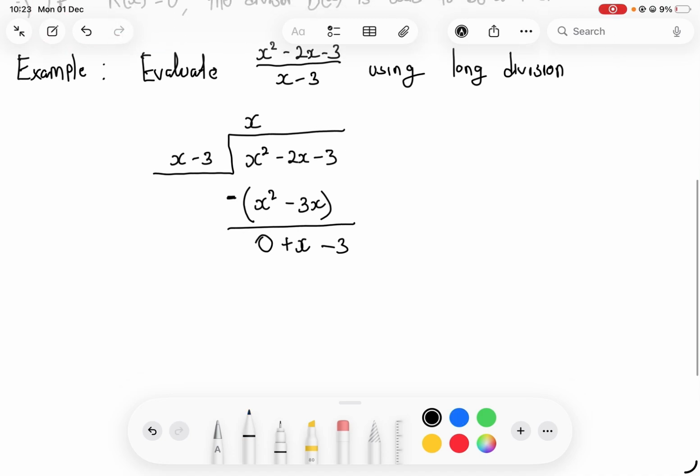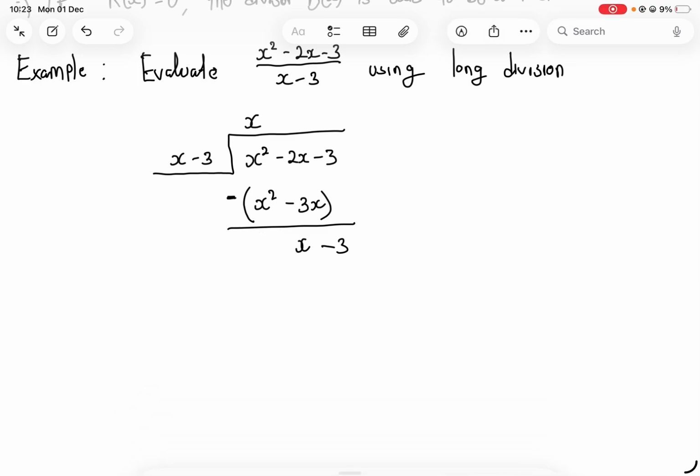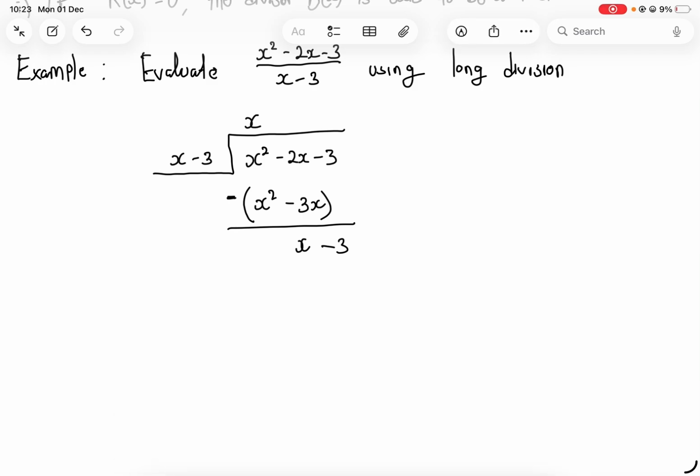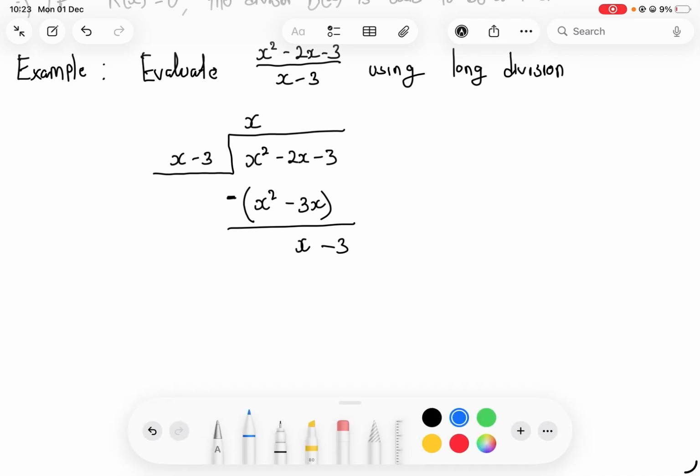Okay, then I can just cancel out the 0 because 0 doesn't make any changes. It has no significance. So I have x minus 3 now. I repeat the same process again. I'll have to say now the highest power of this function, the highest degree, which is 1, I'll have to say x over x. Then the answer, I write it here.